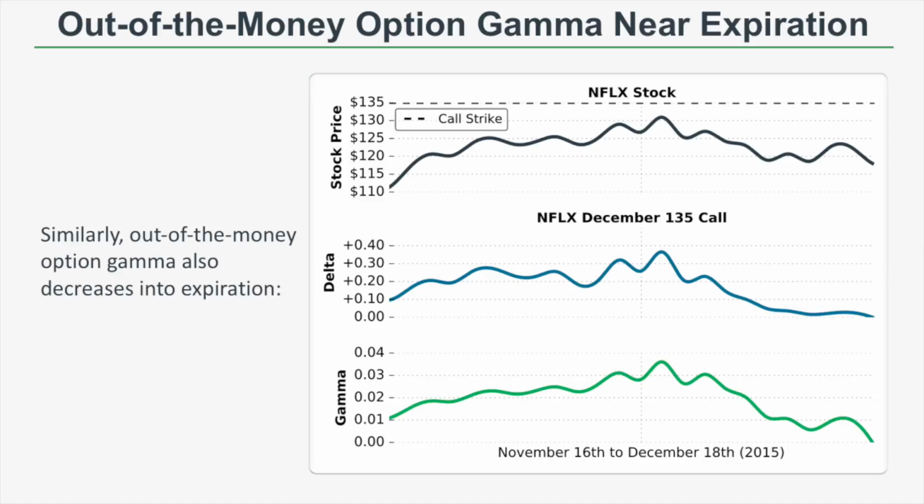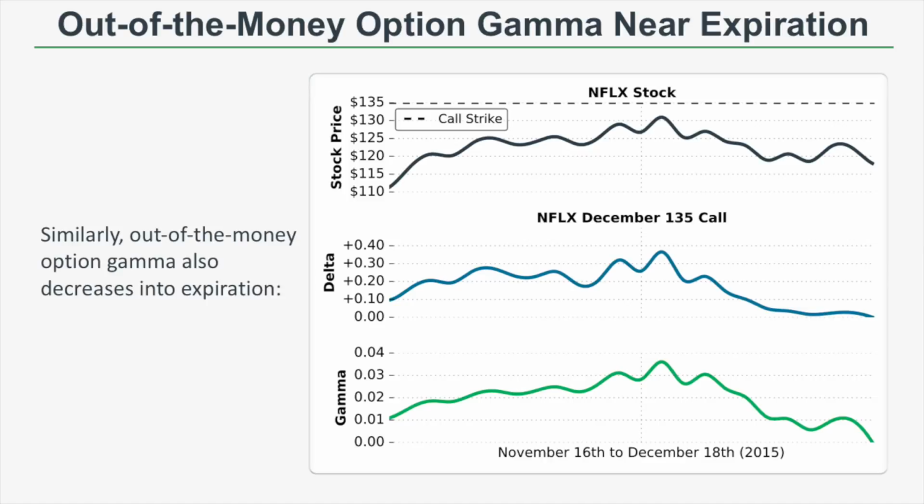Now, in this last example, we're going to look at out-of-the-money option gamma. Before, we were looking at the put option with the strike price of 135. Now we're going to look at the call option with the strike price of 135. Since the stock price was never above 135, this call option was never in the money. When the stock price was at 110, the option's delta was around 0.1, or a 10% probability of expiring in the money. However, when the stock price rose to 130, the call option's delta rose to 0.35, which represents a 35% chance of expiring in the money.